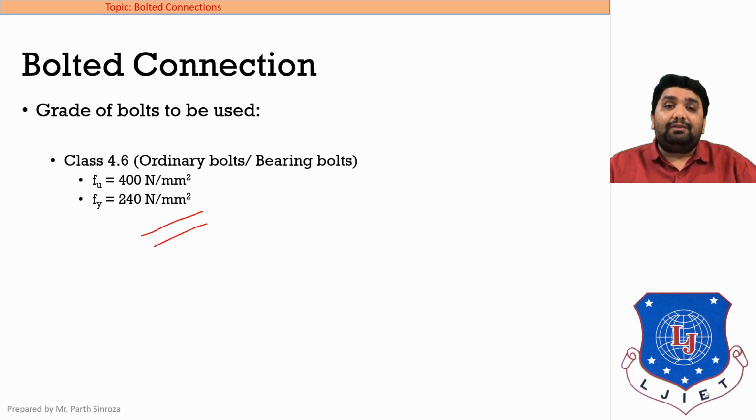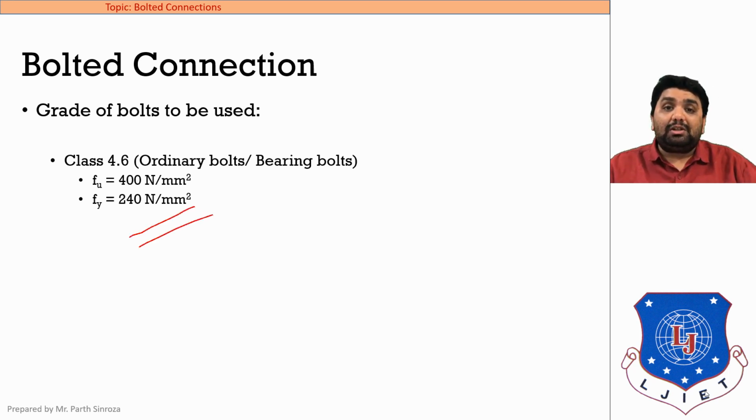The first is Fu, also known as the ultimate stress or ultimate strength, and the second is Fy, that is the yield strength or yield stress. So in RCC we were only dealing with the yield strength, and in steel we will be dealing with yield strength and also the ultimate strength. Now how to remember how these values come.